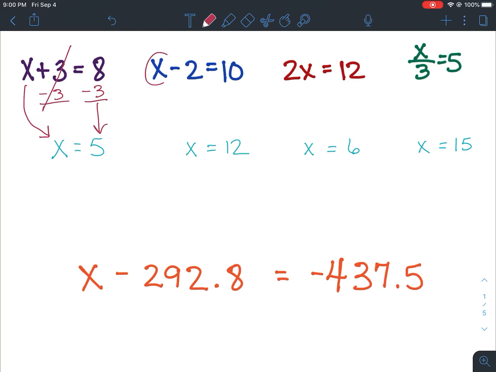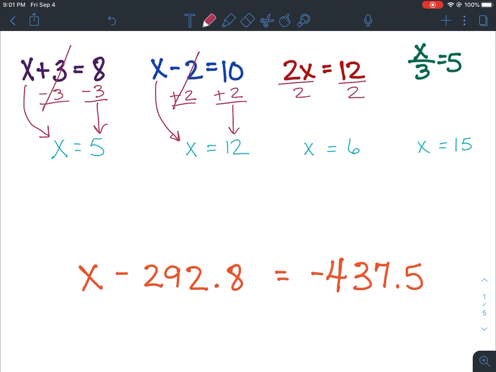To isolate the variable in the second one, I would add 2 to both sides, because the inverse of subtracting 2 is to add 2. This allows me to cancel the 2's, isolating the x, and 10 plus 2 is 12. This operation right here is multiplication. The opposite of multiplication is division. So I divide both sides by 2.